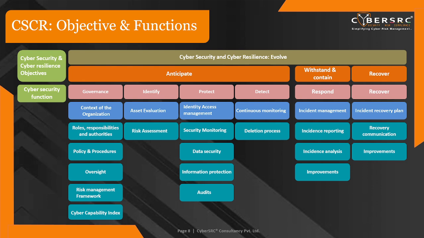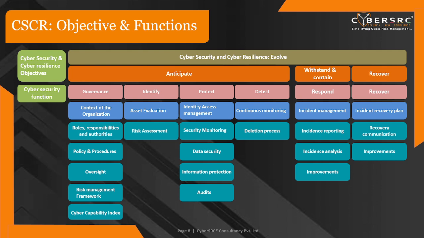The first one is anticipate, which basically talks about identifying vulnerabilities, conducting risk assessments, and predicting cyber threats before they occur. Next is withstand, which ensures business continuity by maintaining security, redundancy, and resilience during a cyber attack. And the third one is contain. Contain talks about minimizing the impact of any breach by isolating the incident, and also by implementing security controls such as access control.